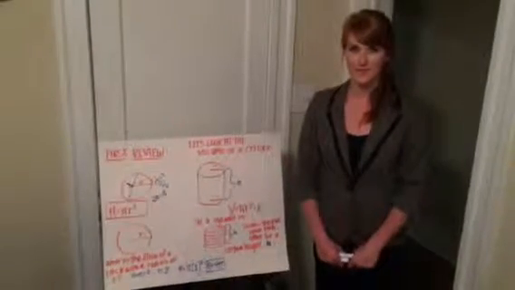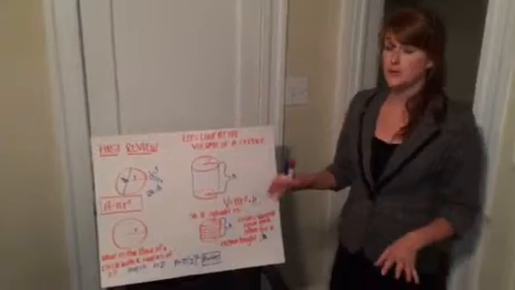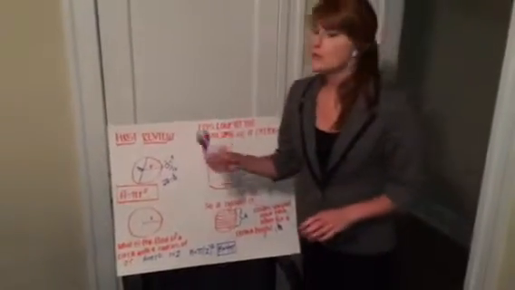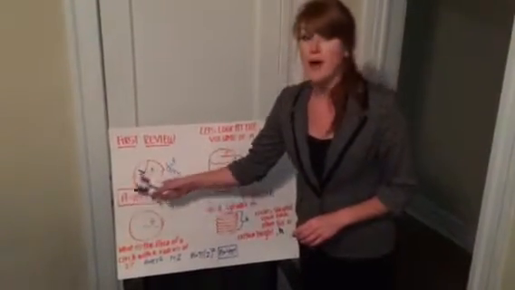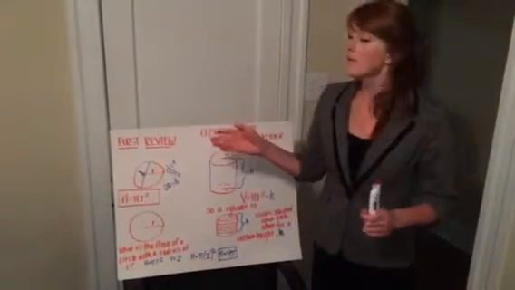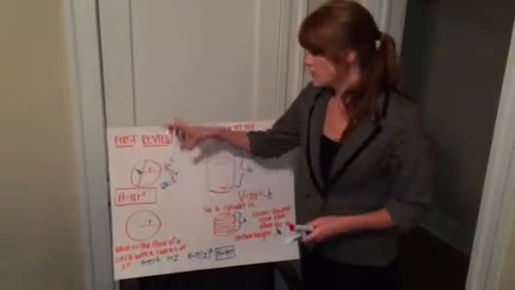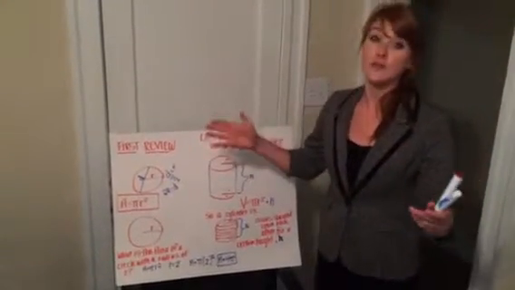Today we're going to be talking about the volume of cylinders. But first of all, let's review circles. Do you guys remember that the area of a circle is pi r squared, where r is the radius of your circle? And the diameter of your circle, or 2r, is equal to your diameter. So you have two radiuses that make up that distance across the circle.